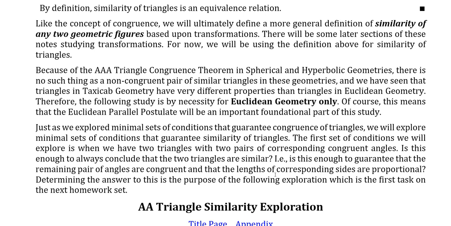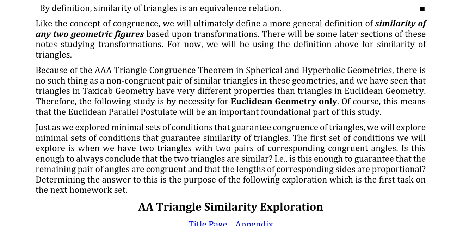Like the concept of congruence, we will ultimately define a more general definition of similarity of any two geometric figures based on transformations, and there will be some later sections of these notes studying transformations, but for now we'll be using the definition above for similarity of triangles.